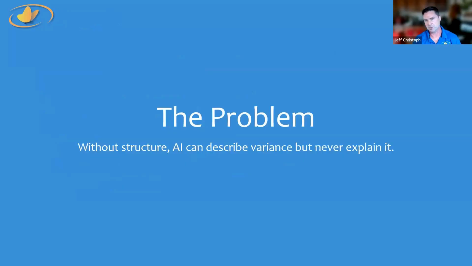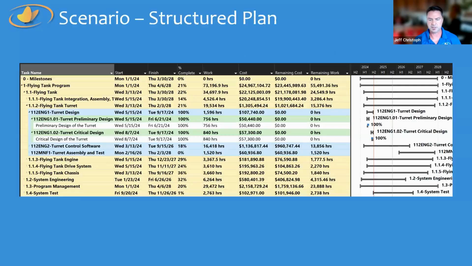So here's our problem to start with, right? If we don't have structure to our data, AIs do a fantastic job of summarizing and describing, but they can't understand what's under the hood. And even worse, they will invent things. They'll hallucinate, they'll invent information that doesn't exist in your data and put it forth as fact. I'm going to show you an example of that.